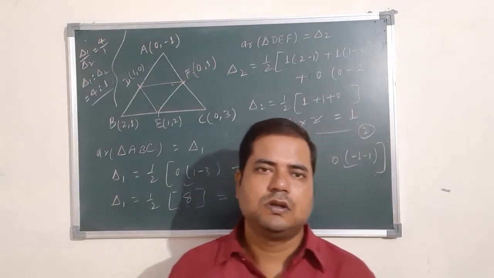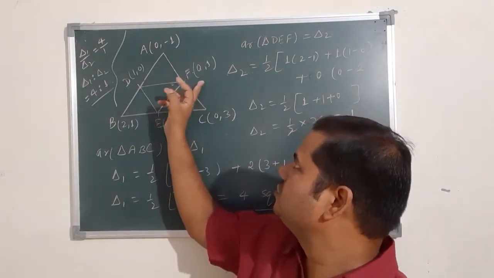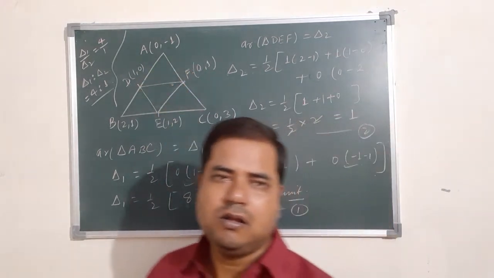So one mistake is there. I'm not finding the correct midpoint. So you just see, afterwards I find the correct midpoint. This is 0, 1.